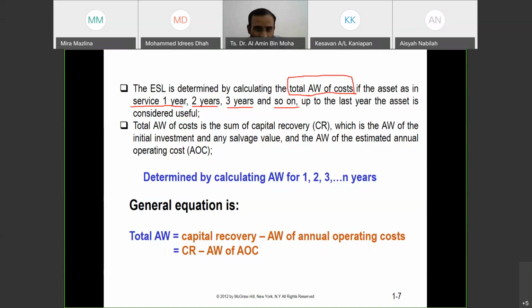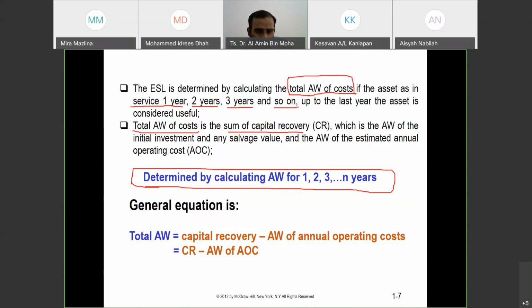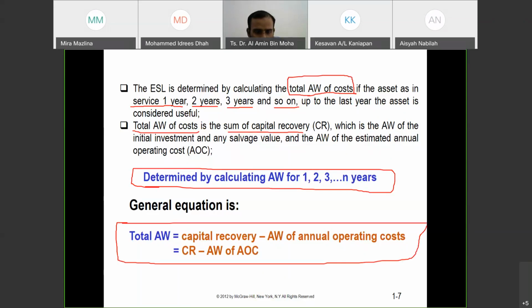Total AW is the sum of capital recovery, which is the AW of the initial investment and any salvage value, and the AW of the estimated annual operating costs. It means you're going to consider all the costs. So this is the general equation: capital recovery minus the annual worth of the operating costs. So we're going to get the total AW. So let's go to the example.